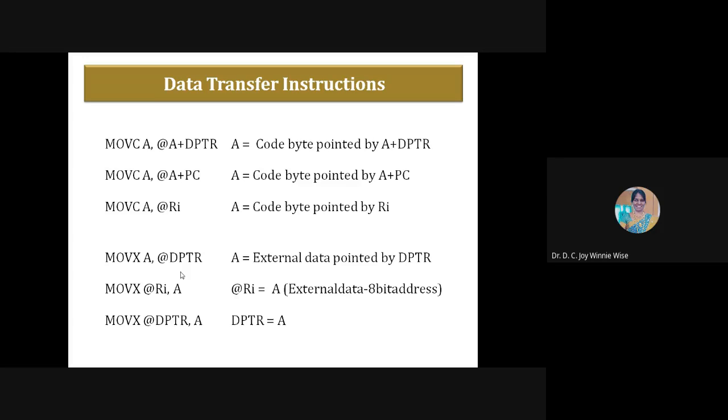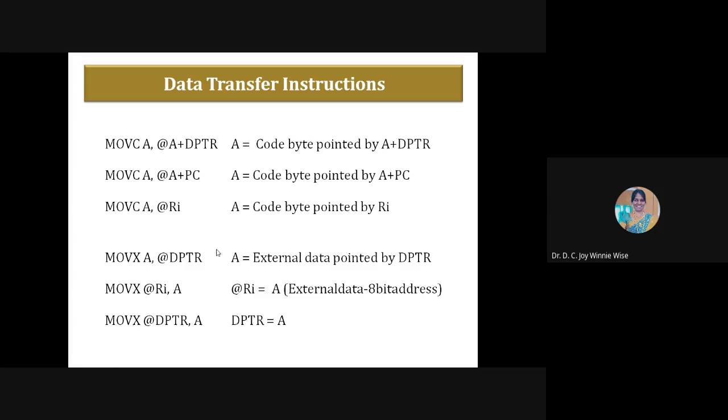Okay. Next, another group of move instructions. This X refers to external memory. So @DPTR: data from this memory location is transferred to accumulator. Next, we have the reverse instruction. That is, the content of accumulator is transferred to the memory location referred by @Ri. And the next instruction, the accumulator content is transferred to the memory location referred by DPTR.